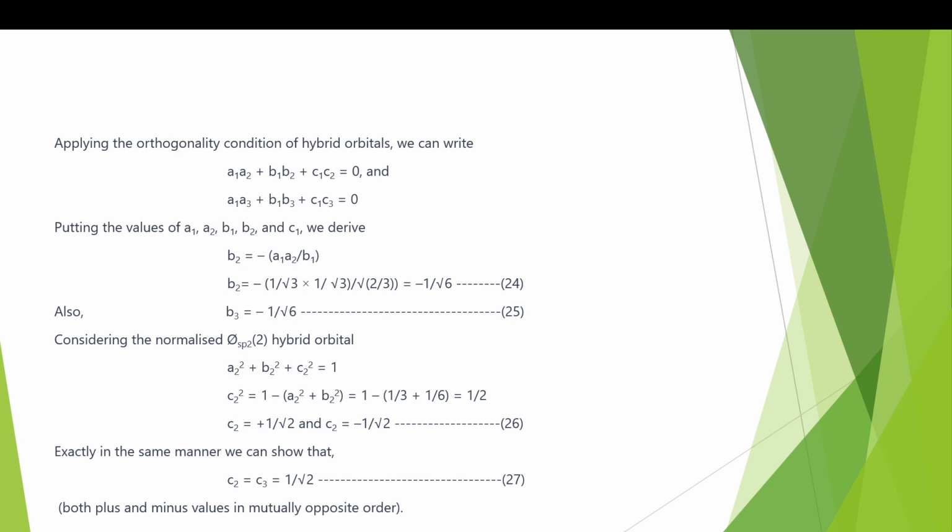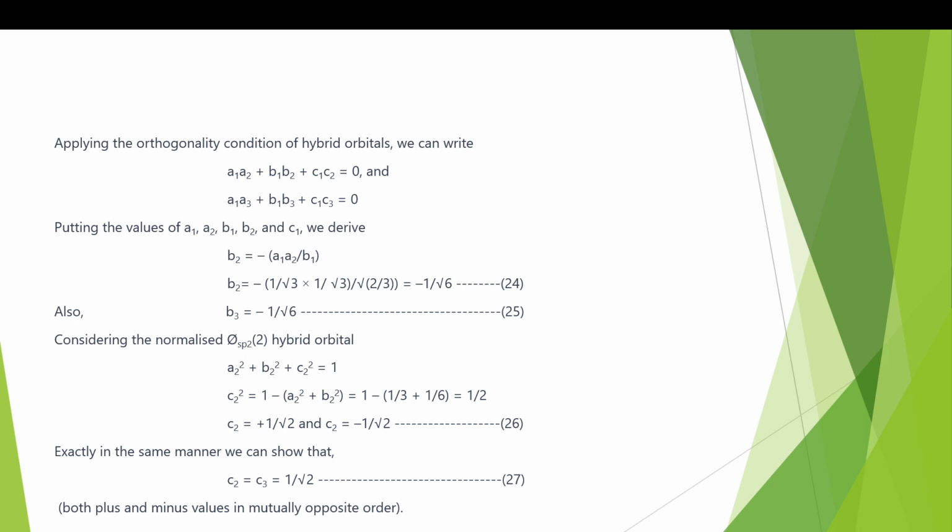Likewise, we can write A1 A3 plus B1 B3 plus C1 C3 equal to 0. Again, C1 is 0. B1 we already know. A1 we know. A3 we know. It means we can now evaluate B3. So B2 equal to minus 1 over under root 6, and the same value is for B3.